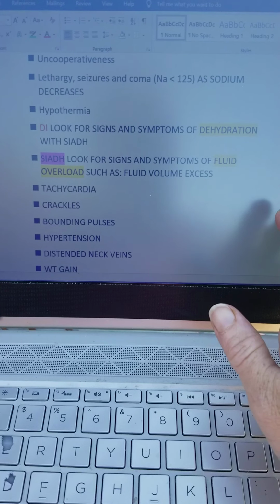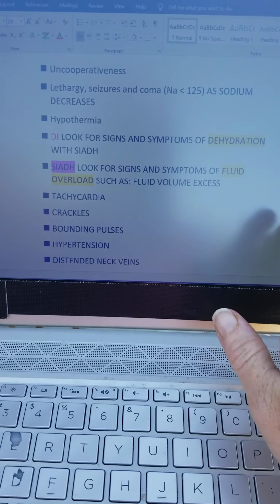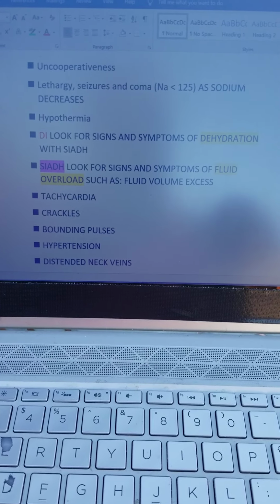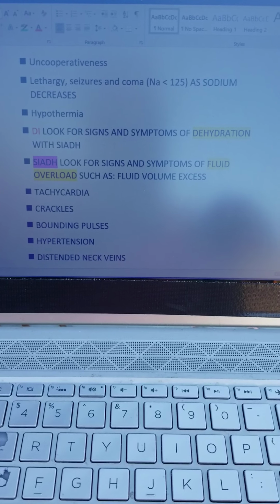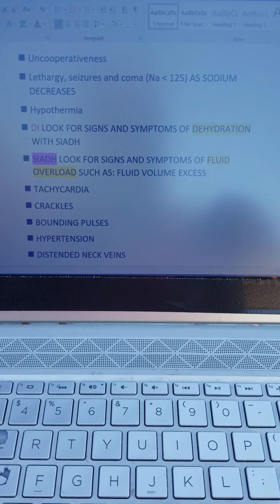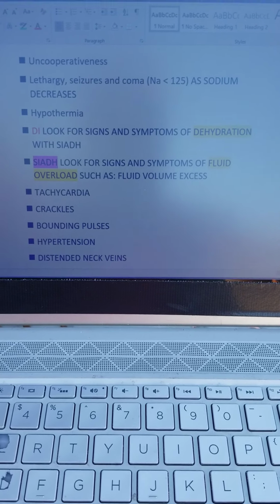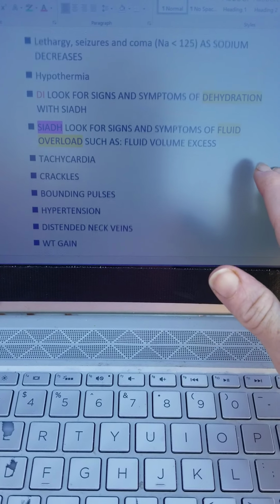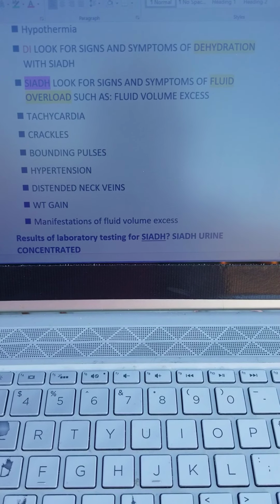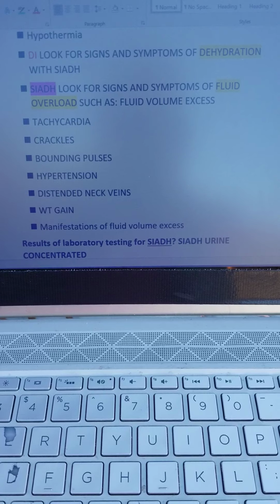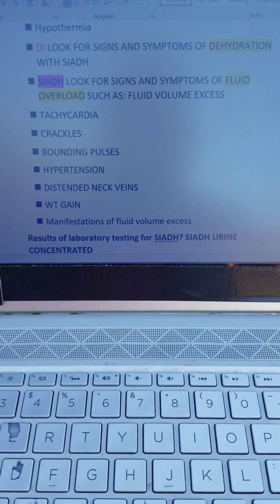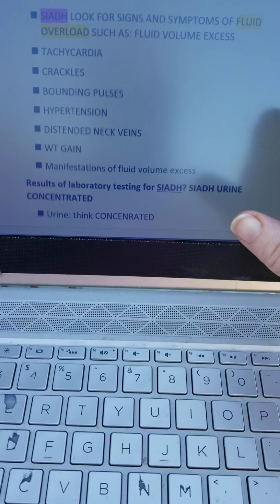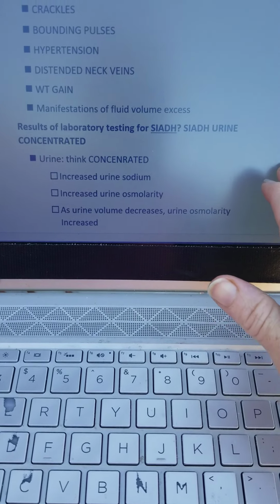Hypothermia. Remember, with DI you had hyperthermia. Now with SIADH you're going to have low temperature. With DI, look for signs and symptoms of dehydration. With SIADH you're going to look for signs of fluid overload, such as fluid volume excess. These symptoms would include tachycardia, crackles, bounding pulses, hypertension because of all the fluids, distended neck veins, weight gain, manifestations of fluid volume excess.